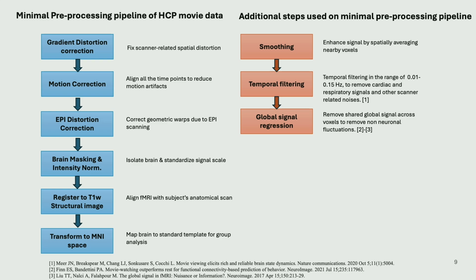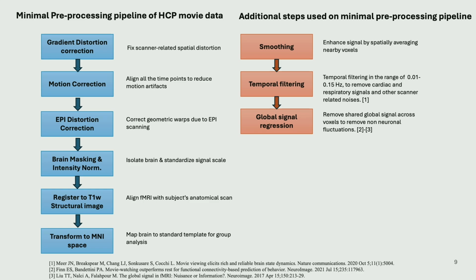So this is just like a brief outline of some of the analysis that we have done using the HCP data set. The minimal pre-processing pipeline for the HCP movie data set comes with gradient distortion correction, motion correction, EPI distortion, brain masking, register to T1, and then transform to the MNI space. The question where we have to decide is what kind of spatial smoothing should we use?